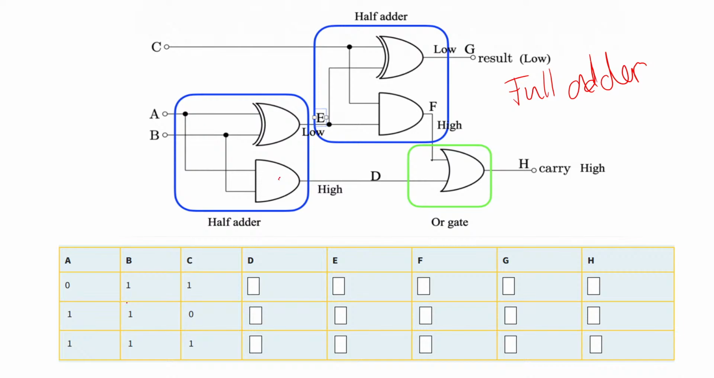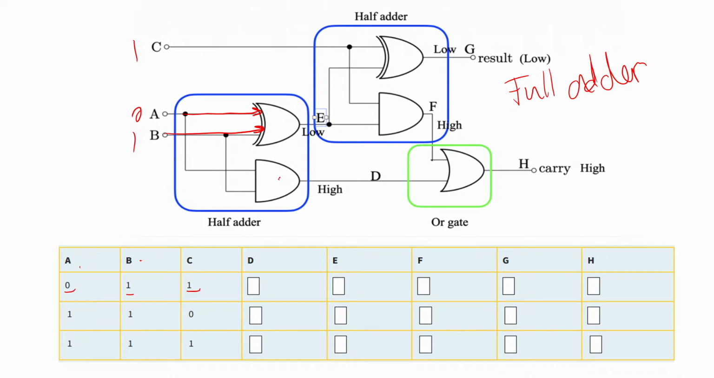So let's try our different inputs. We have 0, A, B, C. A, B, C are our 3 inputs. So we have 0, 1, and 1. 0 here, we have 1 here, and we have 1 here. So let's try it. 0 is going to come into here, and 1 is coming into here.